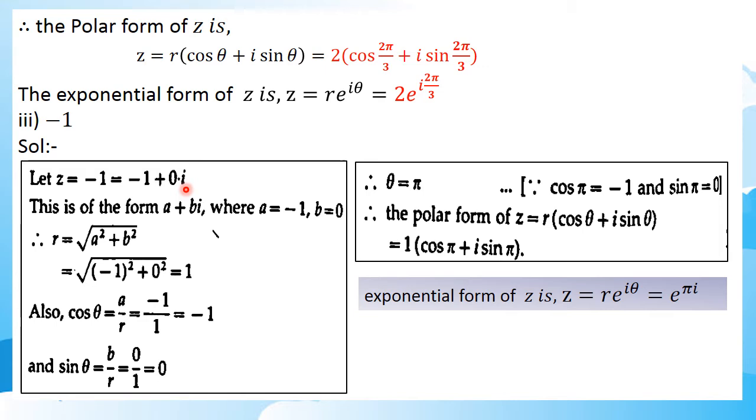That is, the real part of the complex number here given is 0. This is of the form a plus bi, and a is minus 1 and b is 0. From that we can find the modulus. r is equal to root of a square plus b square, which on simplification we will get 1.